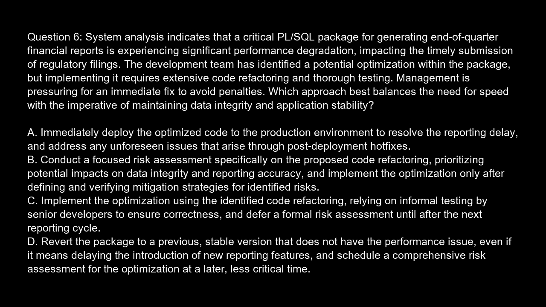Option C. Implement the optimization using the identified code refactoring, relying on informal testing by senior developers to ensure correctness, and defer a formal risk assessment until after the next reporting cycle. Option D. Revert the package to a previous, stable version that does not have the performance issue, even if it means delaying the introduction of new reporting features, and schedule a comprehensive risk assessment for the optimization at a later, less critical time.